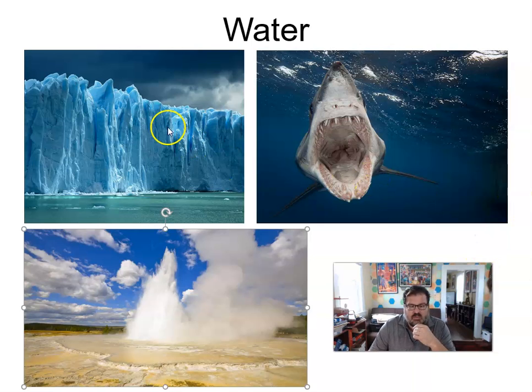So, of course, solid water is ice. This is a nice glacier, which is just a giant ice cube. Liquid water, this is an ocean. This particular thing living inside of it is a mako shark, very cool looking shark. And then, of course, steam, gas.